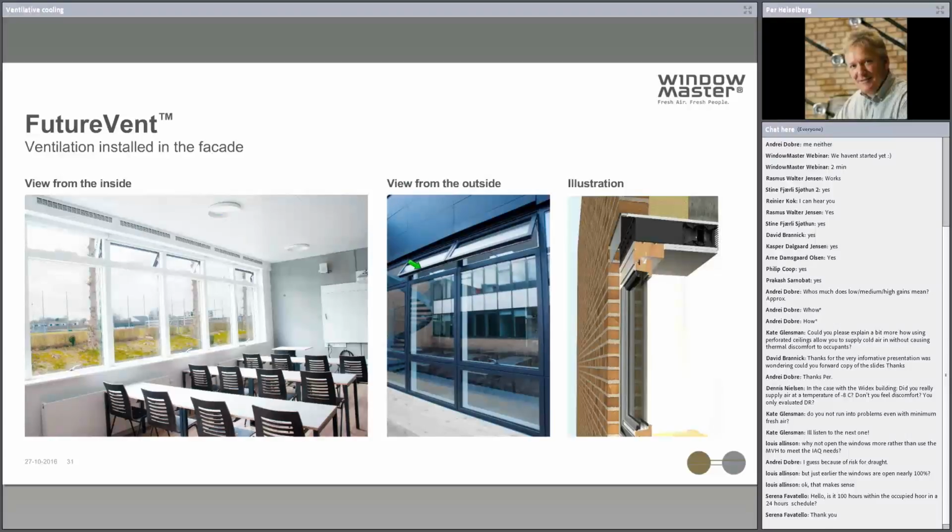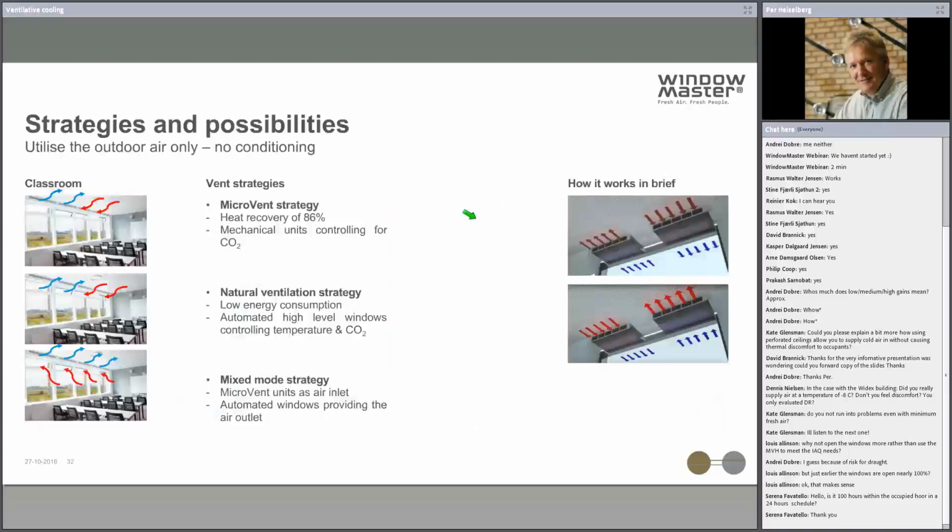So you can see here we have the openings from the outside, but also here you can see that behind this screen it's actually the mechanical ventilation component as illustrated up here. So actually you can see it's almost non-visible. So yeah, and then we have a lot of different strategies.